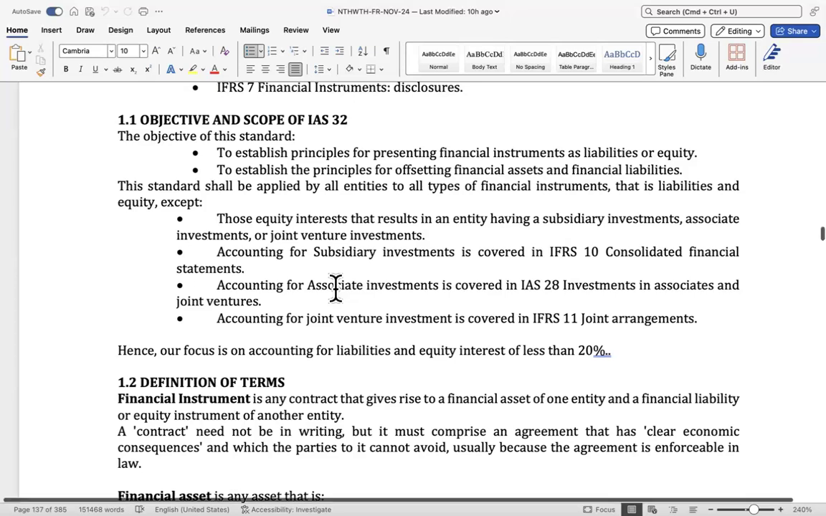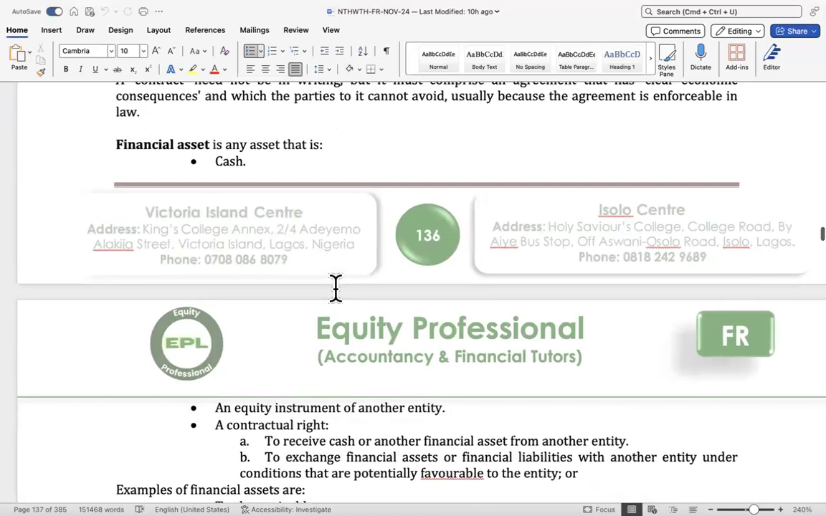If I bought, no, let me put the definition. You cannot classify it as a financial asset. Why? Because there is no contractual right to receive a financial asset or contractual obligation to deliver cash.